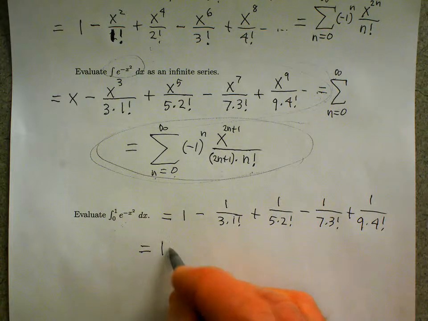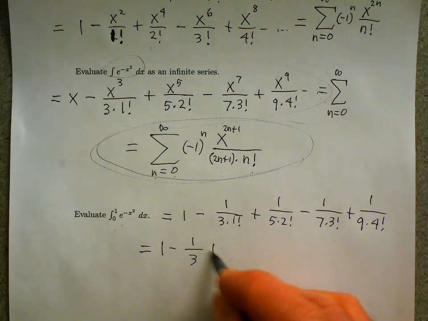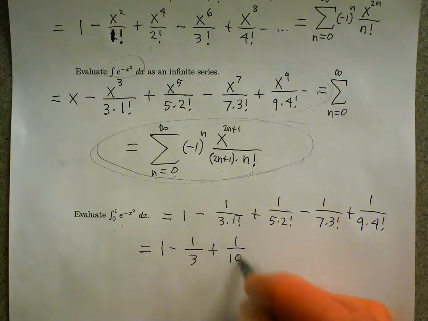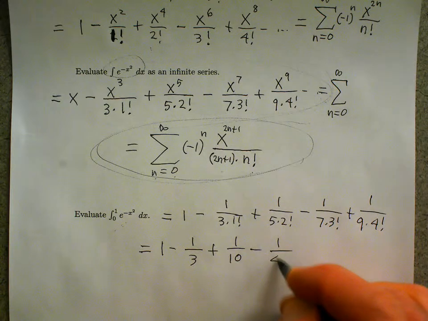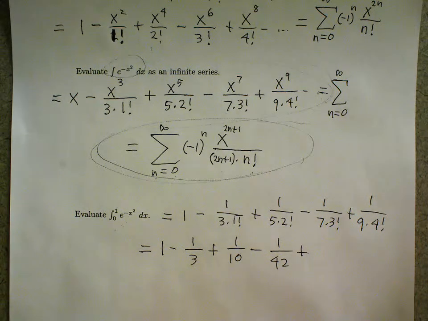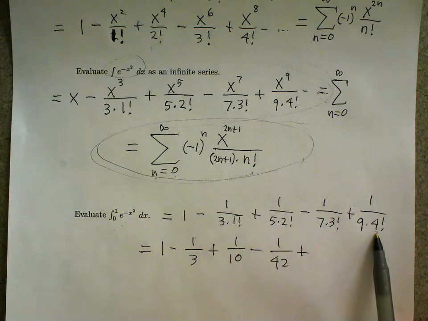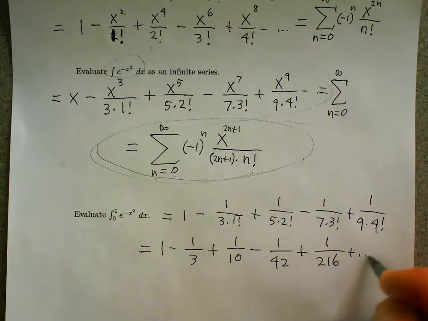So 1 minus 1/3 plus 1/10. 3 factorial is 6, so minus 1 over 42. And let's see, 4 factorial is 24. 9 times 24 is 216, so plus 1 over 216, and so on.